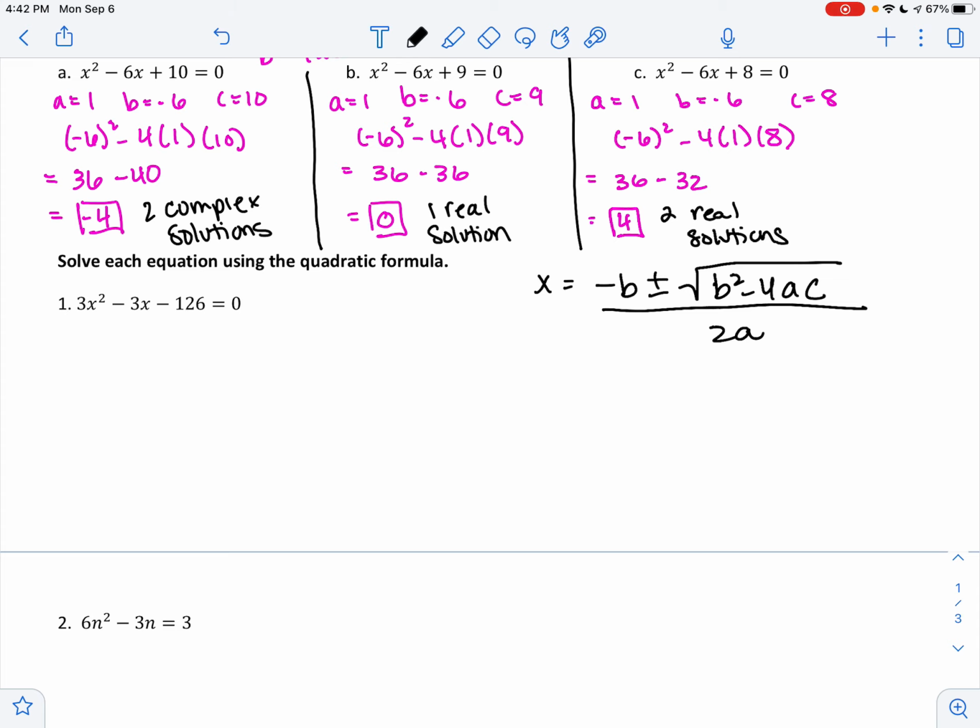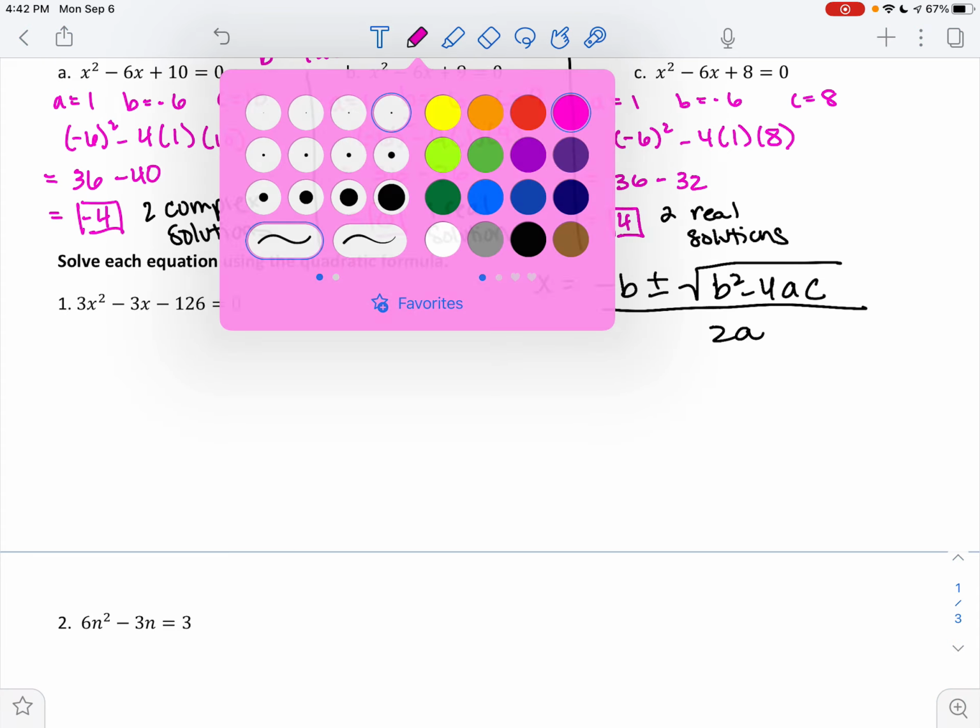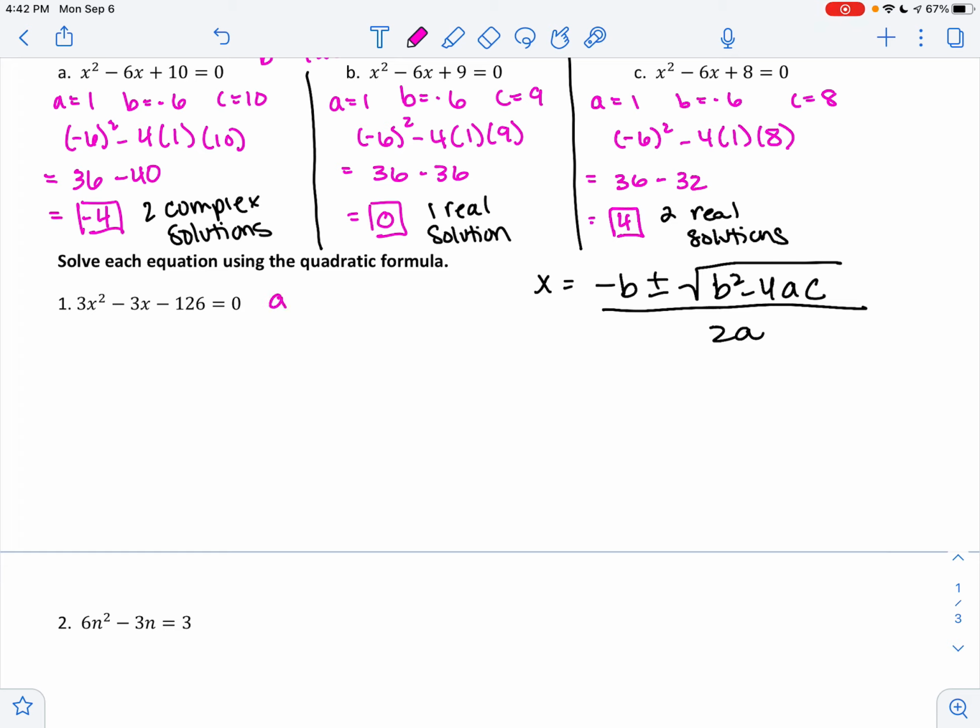So instead, I want to identify a, b, and c. In this problem, a is 3, b is negative 3, and c is negative 126. So I'm just going to plug that into my quadratic formula. So I'll have x equals negative b. Notice how I have two negatives here. This first negative is from the negative sign in the formula, and then b is negative 3. So this negative comes from the formula, this negative comes from b.